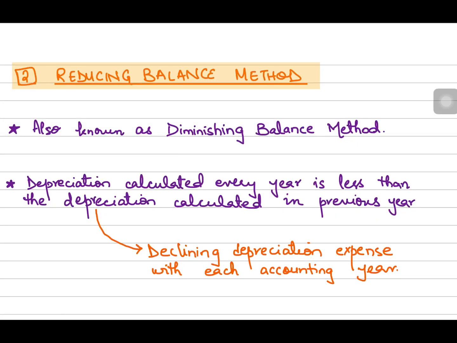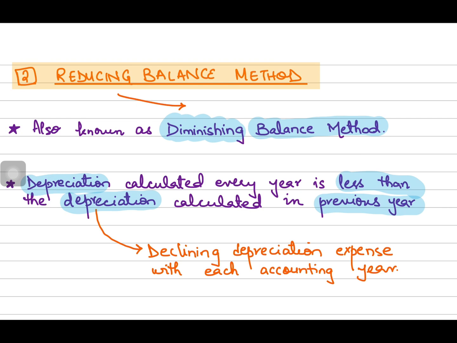In this video, we will be learning about our second method of depreciation, and that is reducing balance method. This method is also called diminishing balance method, which means the same thing, that is reducing. It is called reducing or diminishing balance method because the depreciation calculated on a particular non-current asset in a certain year using reducing balance method is less than the depreciation calculated in the previous year. This means that every year the depreciation calculated on that non-current asset keeps on decreasing.